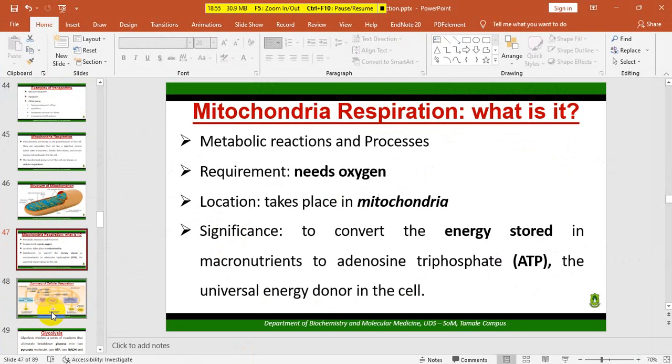So metabolic reaction, mitochondria is for respiration or breakdown of energy, breakdown of glucose, fat, and others to release energy. So it meets the energy demands of the body or of the cell. It takes place in energy needs using oxygen. Aerobic respiration takes place in the mitochondria. Its significance is that it converts the energy stored in macronutrients to adenosine triphosphate, the universal energy donor in the cell.